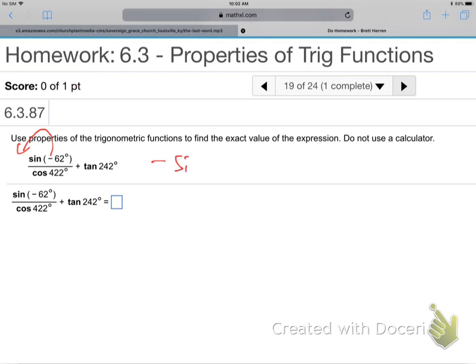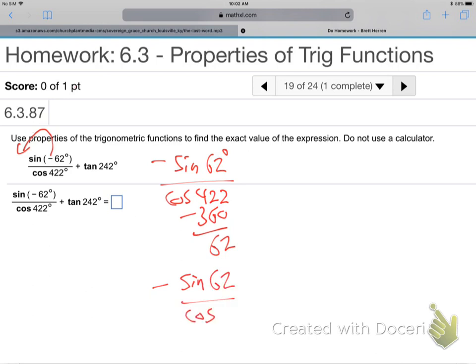So that's negative sine 62 over, and what are we going to do with that 422 down there? Subtract 360. That'll leave 62. So then we got negative sine 62 over cosine 62. Everybody good so far?